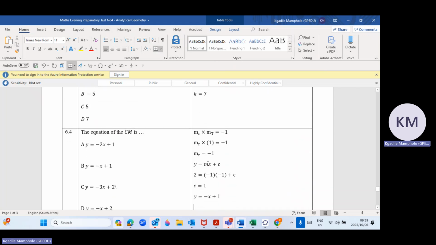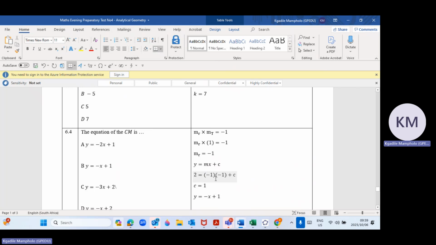6.4, the equation of CM. So first, we say the gradient of CM is the radius. The gradient of the radius times the gradient of the tangent is -1. Because the gradient of the tangent we know as 1, it means the gradient of the radius is minus 1. Remember, CM is the radius.